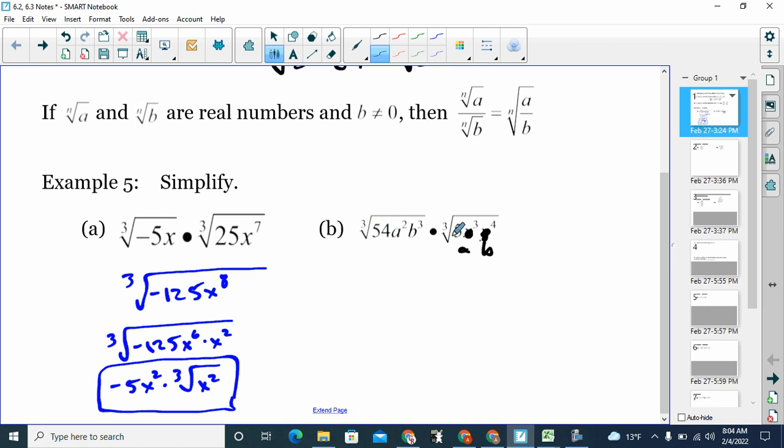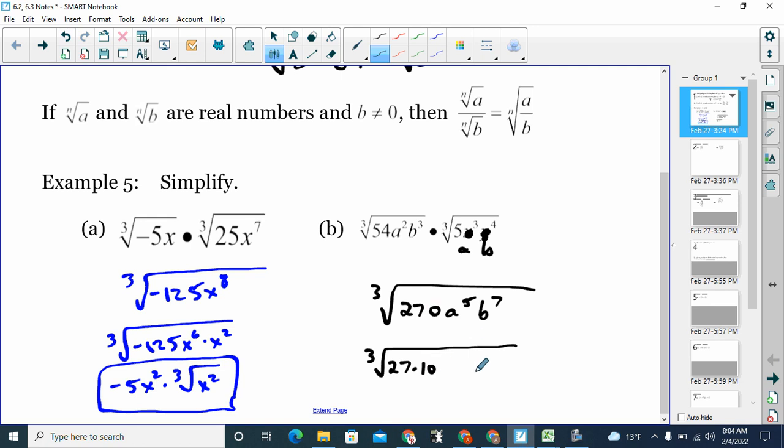Part B, we need to start by multiplying. 54 times 5 gives me 270. A squared times a cubed is a to the 5th. B cubed times b to the 4th is b to the 7th. I need to split this up. 270 is not a perfect cube, but it has a factor of 27, which is 27 times 10 gives me 270.